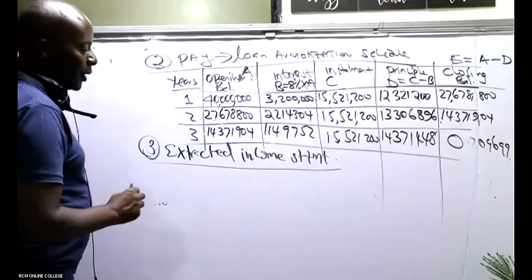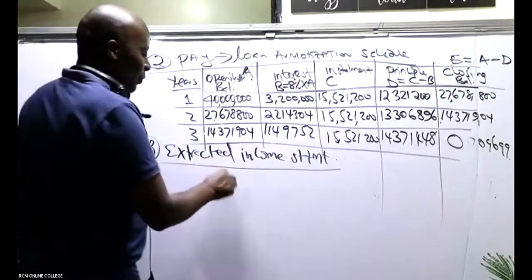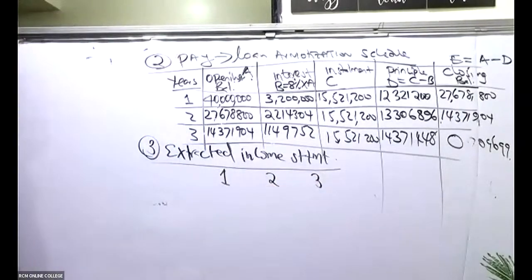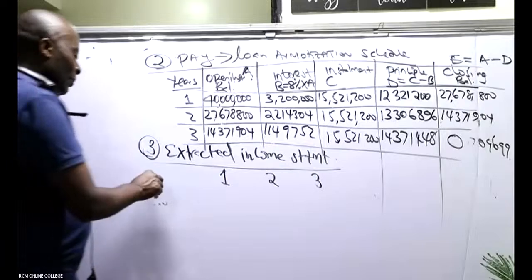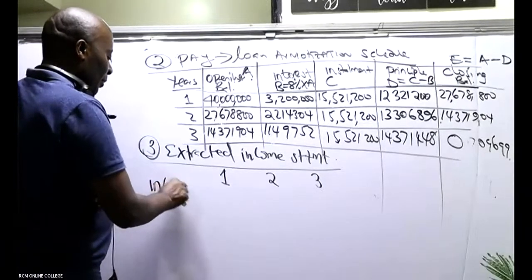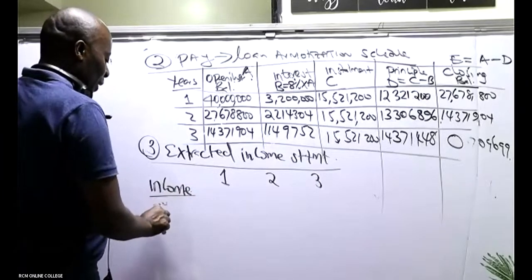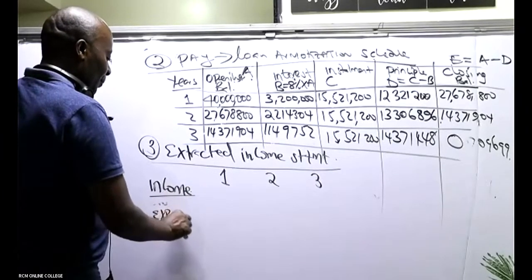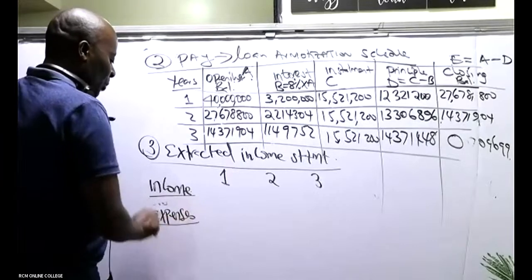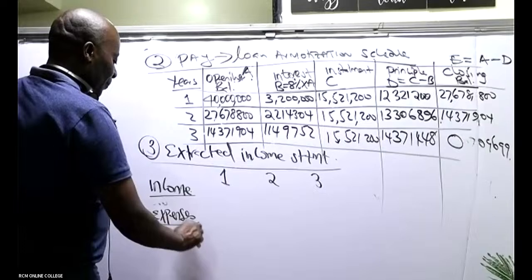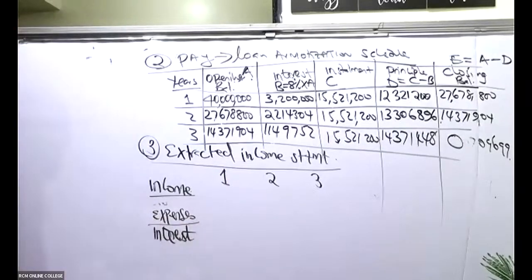Extracted income statement. So remember, we have 3 years: year 1, year 2, year 3. So you're going to have an income because there was a disposal done. And then we have expenses. There are two expenses normally. We have interest paid, interest there. And then lastly, of course, we have what we call depreciation.